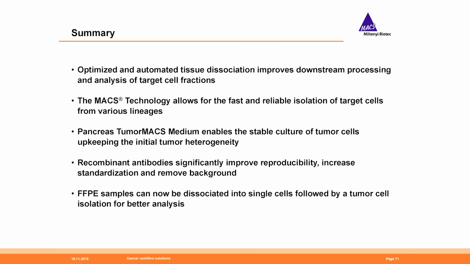And with this, I would like to close and just remind you of the topics that I basically addressed during this talk, where we talked about the dissociation, the automated way to do it with the purified enzymes so that you do preserve your epitopes, so that you get better downstream analysis. The isolation with our technology, so the magnetic beads, to target your target cells and purify and enrich for those. And then also the media, which enables you to get stable cell lines. And then also the recombinant antibodies, which remove your background. And the last section, the FFPE sample, which enables you to dissociate and also sort these old samples to get good data out of those as well.